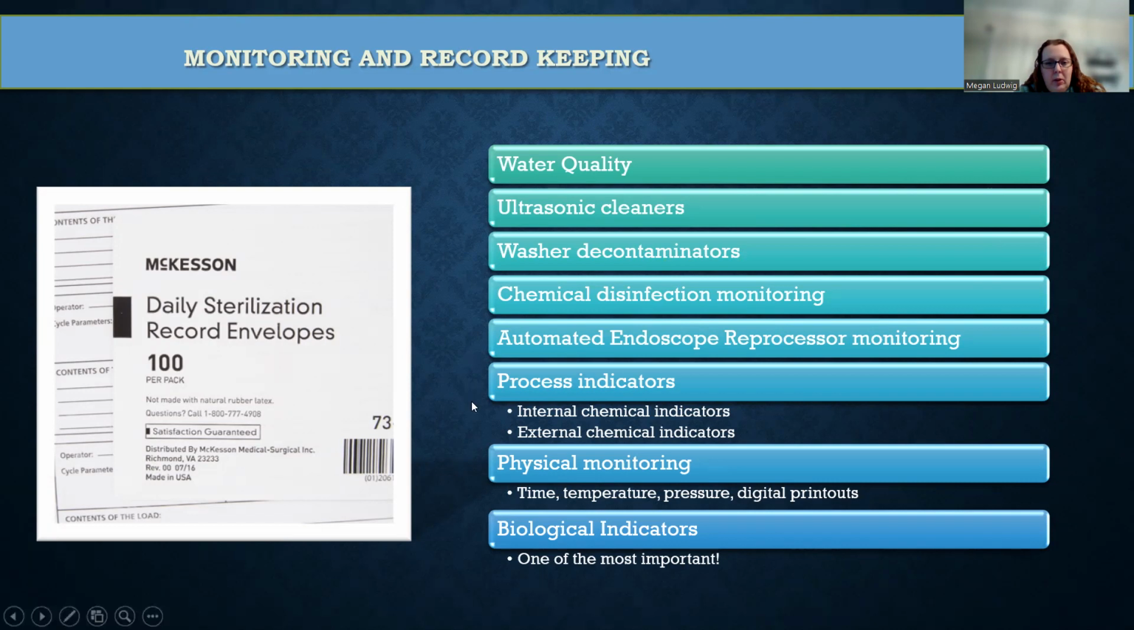So our process indicators are important. We'll talk a little bit more about this as we go. You have internal chemical indicators as well as external chemical indicators and biological indicators. Internal ones are going to be the ones inside the tray, like if it's multiple levels, you have a couple of levels of trays of instruments in some of the bigger caskets.